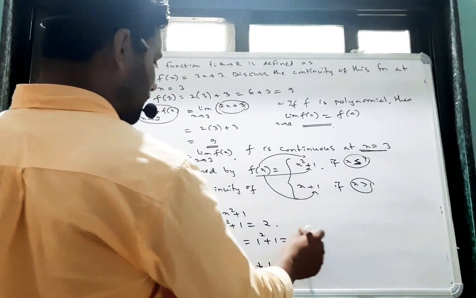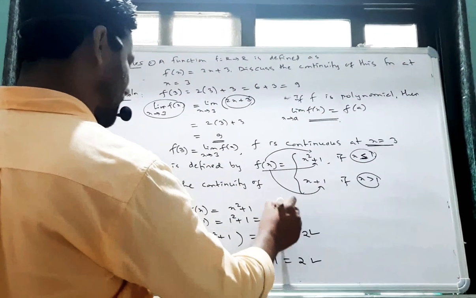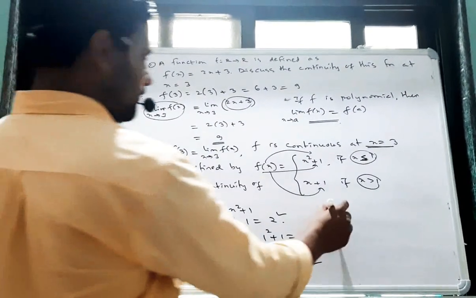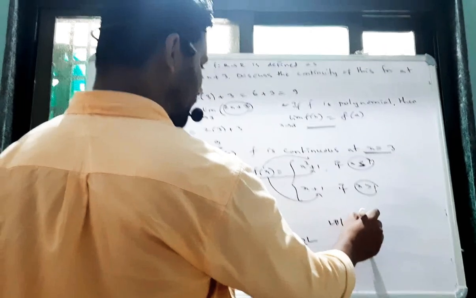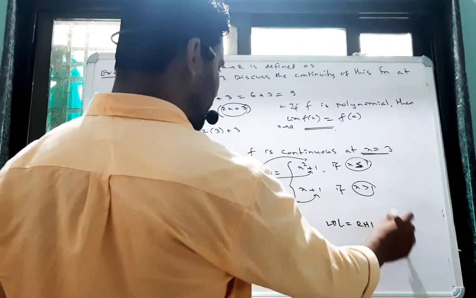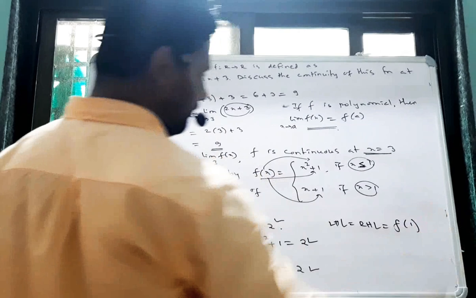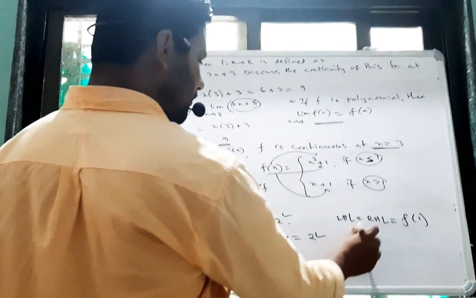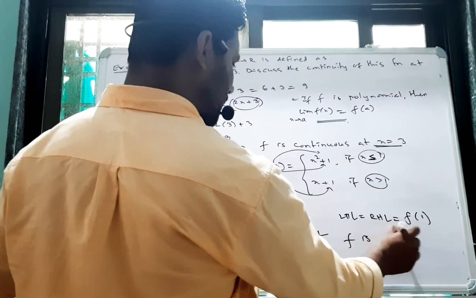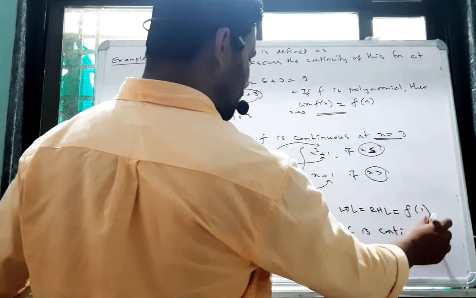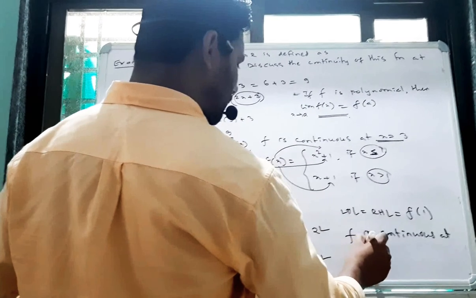Now here the left hand limit, right hand limit and value are all the same. So left hand limit is equal to right hand limit is equal to the value of the function at x equal to 1, f of 1. Therefore the function is continuous at x equal to 1.